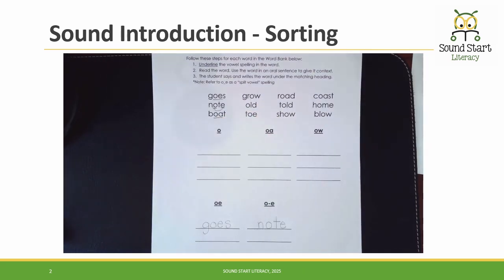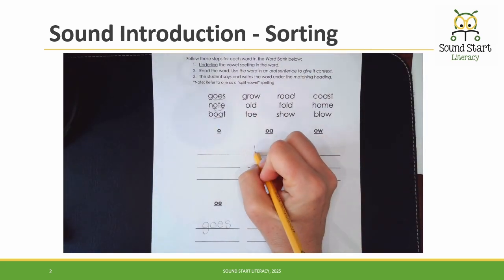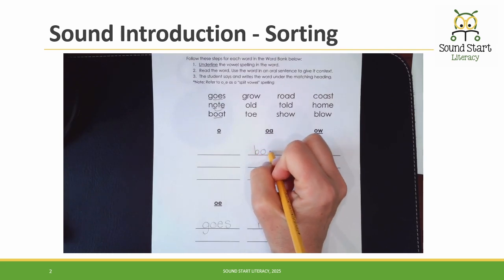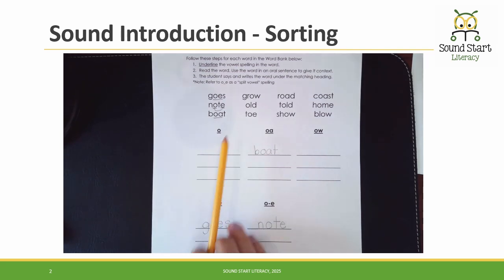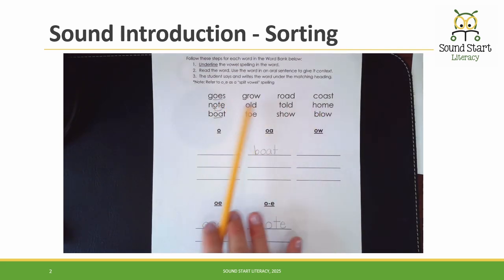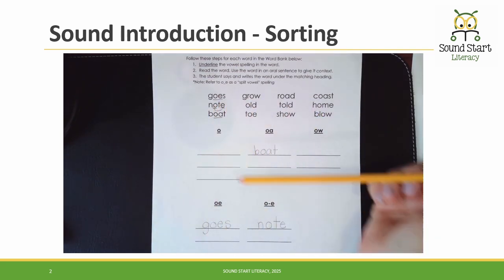Okay, now again, all of the directions are up here. Find our spelling, blend the word. Boat. Find the matching spelling, say and write. B-O-T. Read it back. Boat. Now, after the child has read and sorted all of the words, then you want them to go ahead and read back.